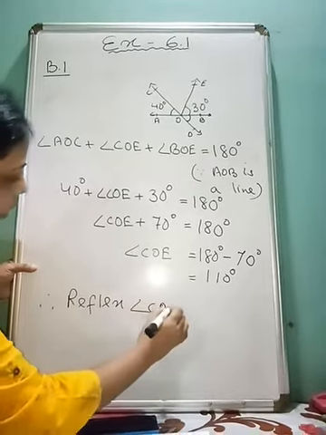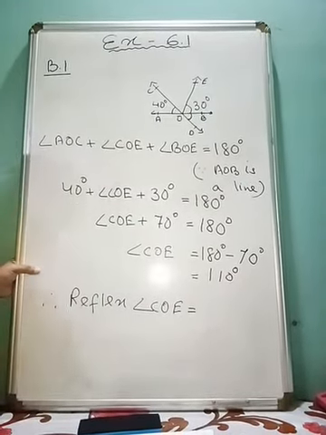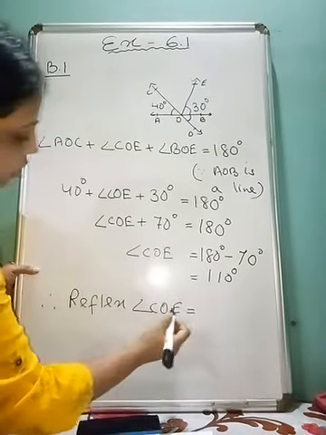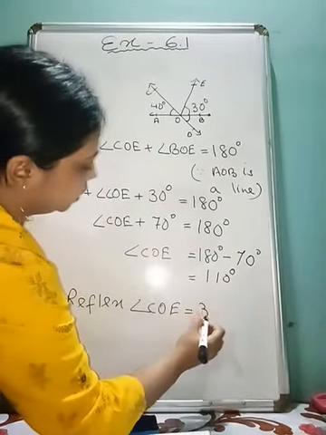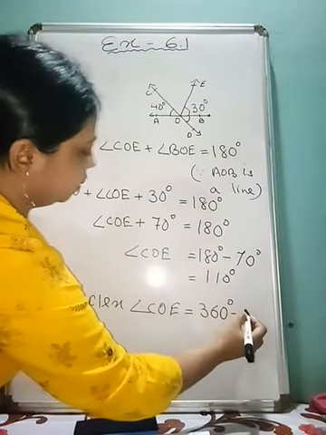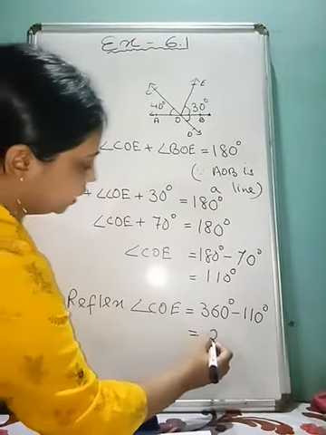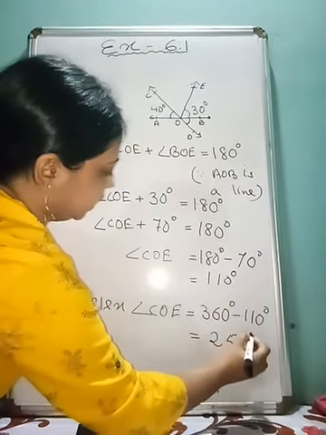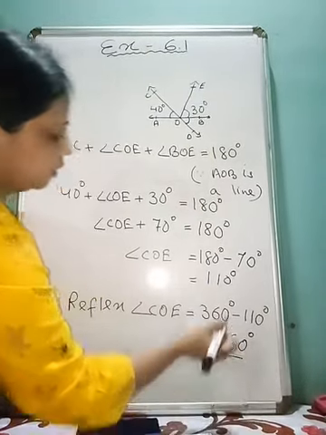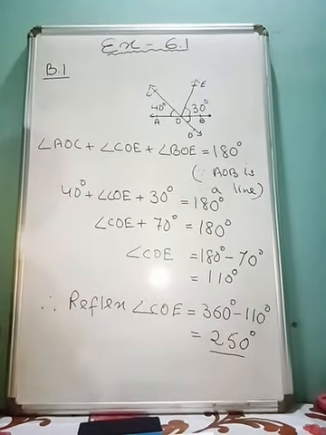So we'll say therefore reflex angle COE. So we know that reflex angle is from 180 to 360 degrees. So reflex COE will be 360 degree minus the value of COE, that is 110 degree. So we will get here 250 degree. Now let us go to the next question.